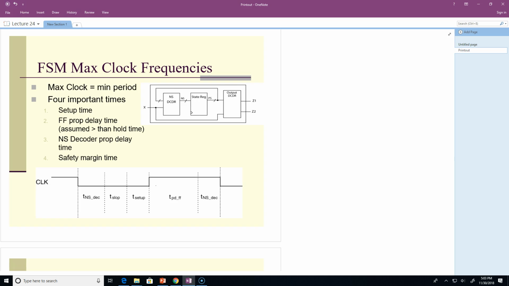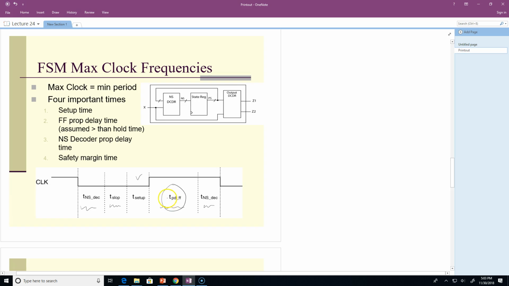So I have a couple things going on here. I'm looking for 4 different values that I'm going to minimize here. So here's the setup time. Here's the propagation delay time through the state registers, or I call them the flip-flops in this case. There's also a propagation delay time through the next state decoder. And lastly, there's what I call a slop, which is simply adding a little bit of extra time as a safety margin in this thing.